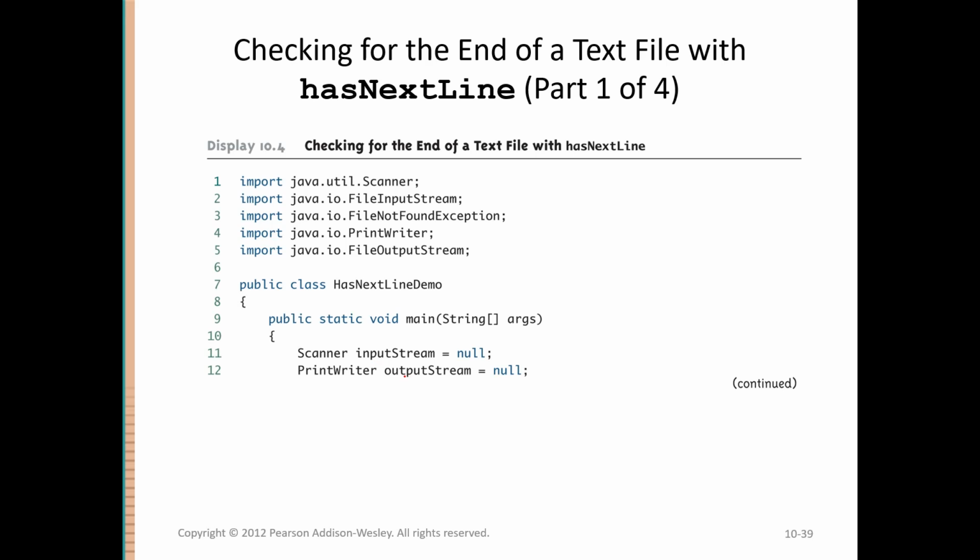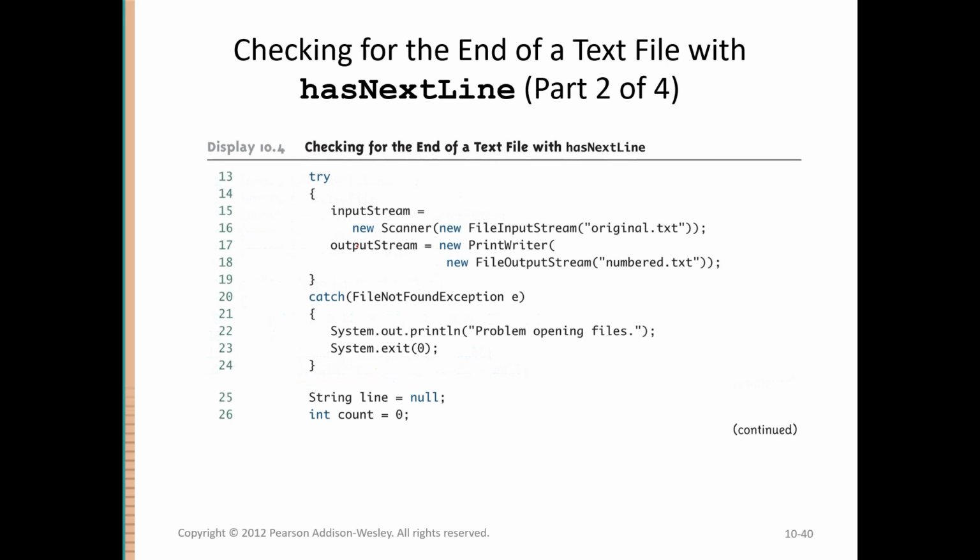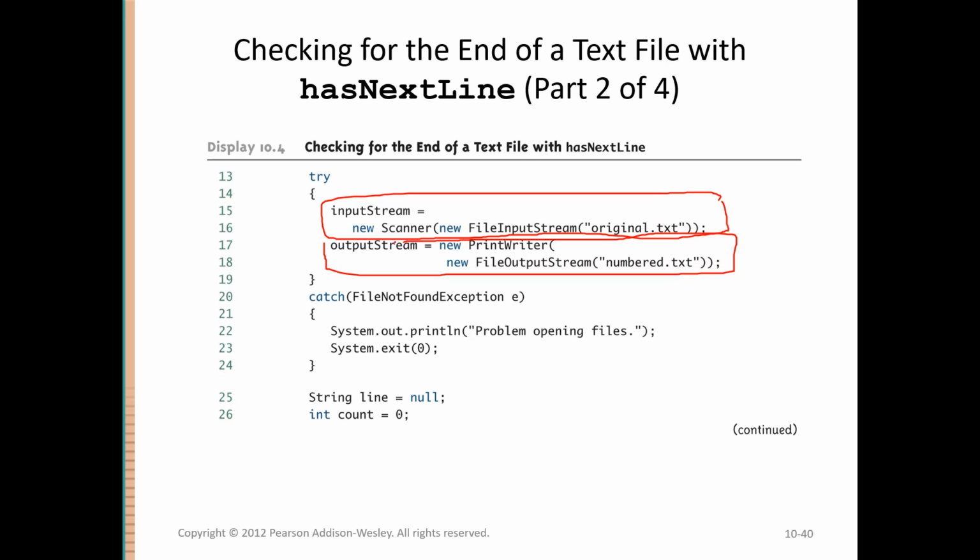And let's have a look at this code. You see we now have 2 streams: one that is an input stream, a scanner, and the other one is an output stream, a print writer. I'm going to read from original, and I'm going to write into numbered.txt. So I'm opening 2 streams at the same time. If there's any problem opening one of them, it is going to be caught in this file not found exception and stop the program. But if they're all right, we just keep going.